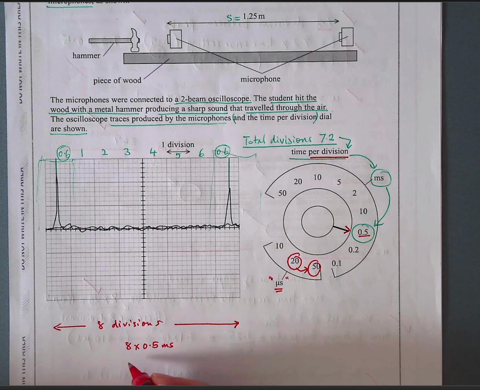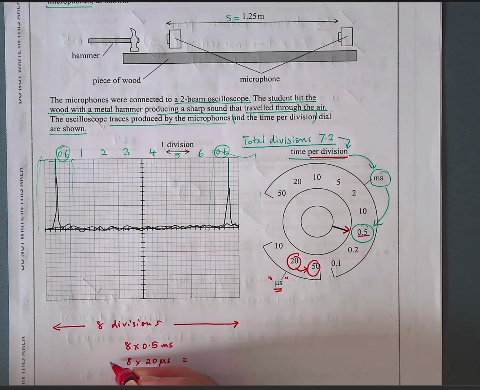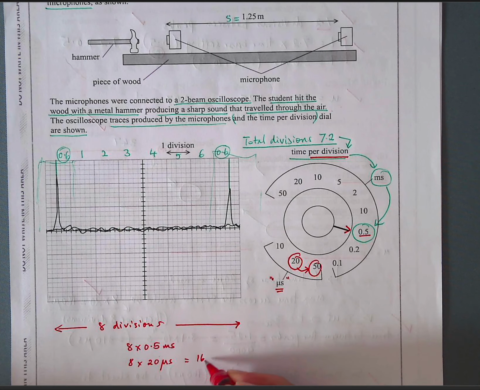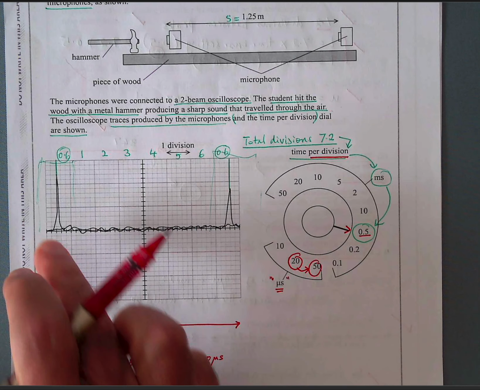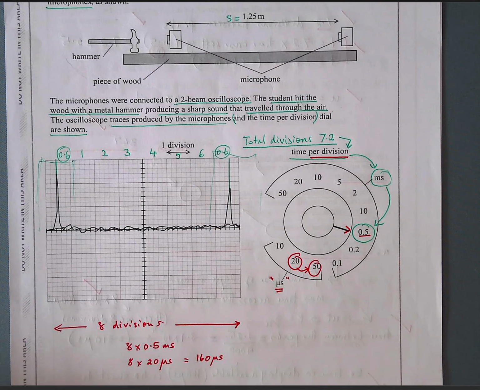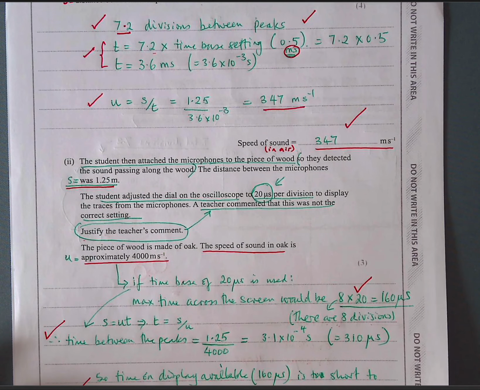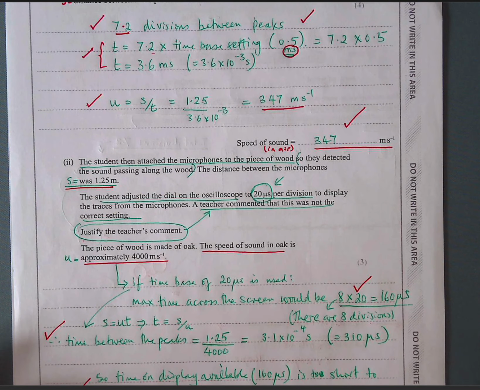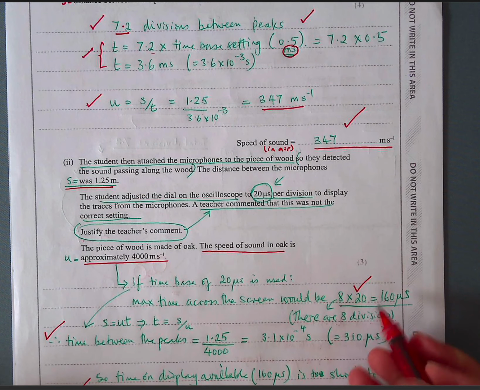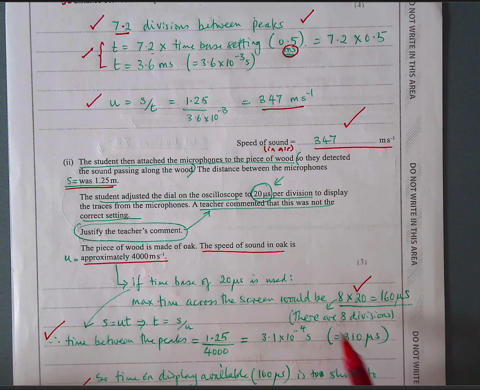So if you multiply 8 by 20 microseconds, that will give you the total time that's available, 160 microseconds that would be able to be measured across the screen. So if the two peaks would fit in that 160 microseconds, then it would be possible. So you might now get a hint as to why the teacher had made that comment. The maximum time across the screen would be 160 microseconds. You get 1 mark for working that out. So that's the maximum time difference you can measure.